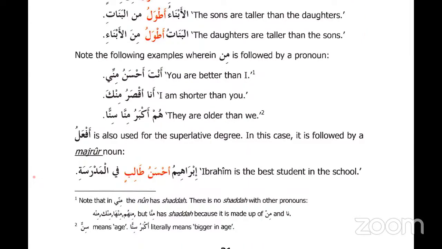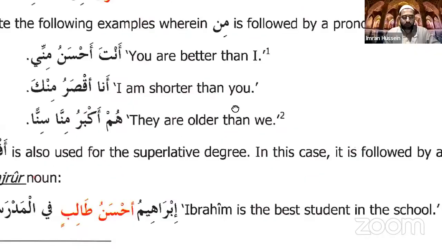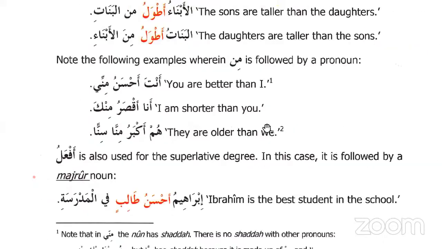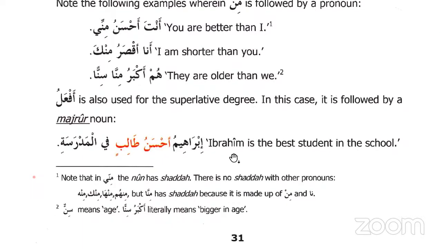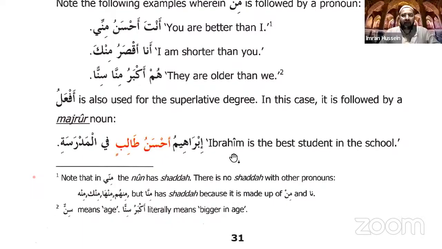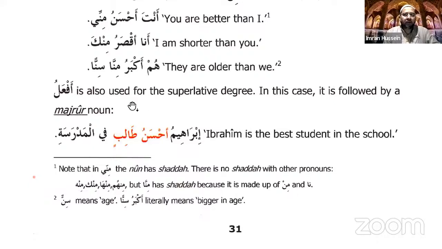Note the following examples wherein min is followed by a pronoun. Anta ahsanu minni. You are better than I. Ana askharu minka. I'm shorter than you. Hum akbaru minna. They are older than us. It should be than us; than we is incorrect. Okay, correct.